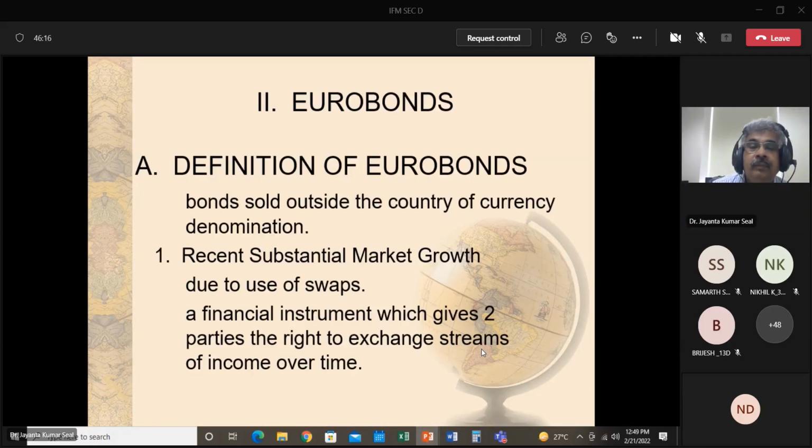So, what is the definition of Eurobonds? Bonds sold outside the country of currency of denomination. Grown very fast, recent substantial market growth due to use of swaps. You remember what is a foreign exchange swap? Today you borrow. Once you borrow, you bring the money in the market, sell the foreign currency in the spot market, and buy it in the foreign market.